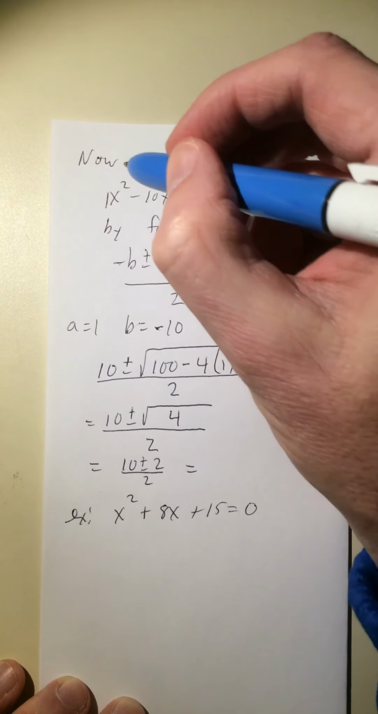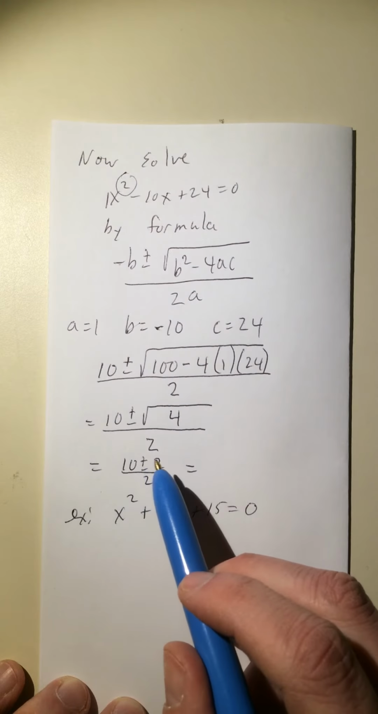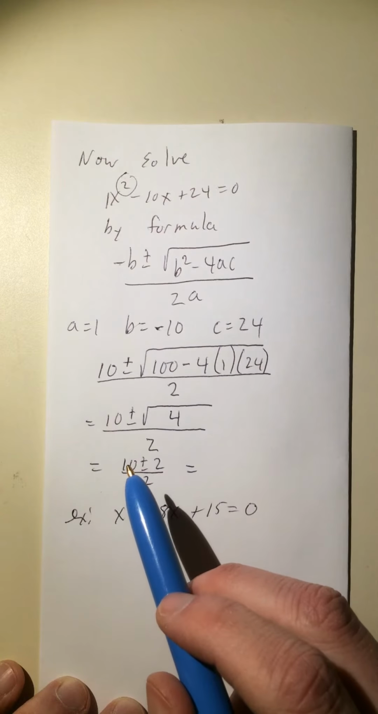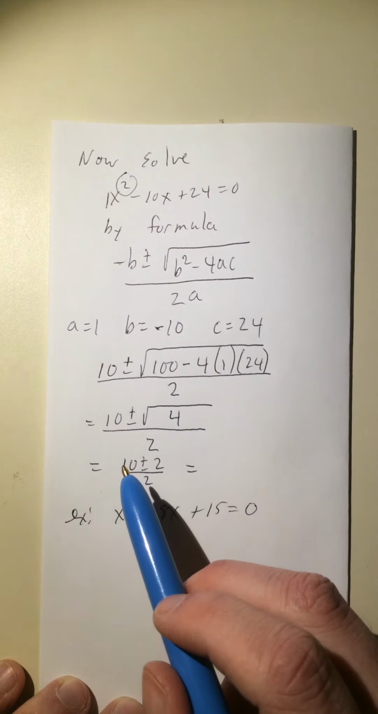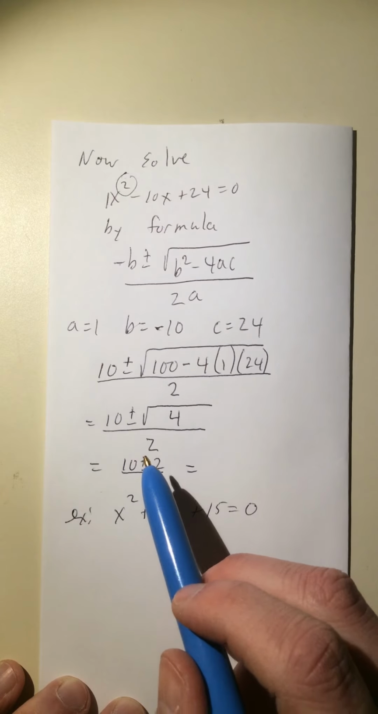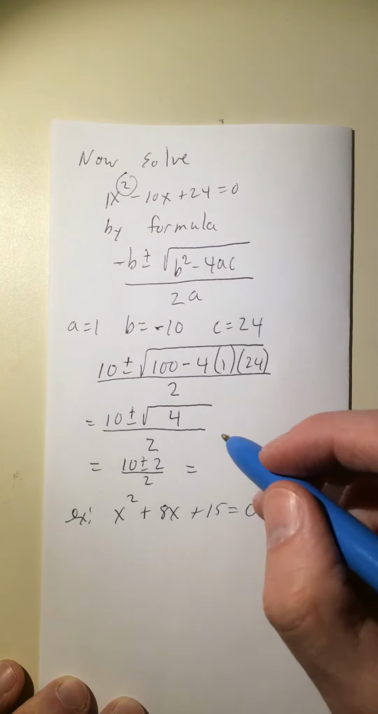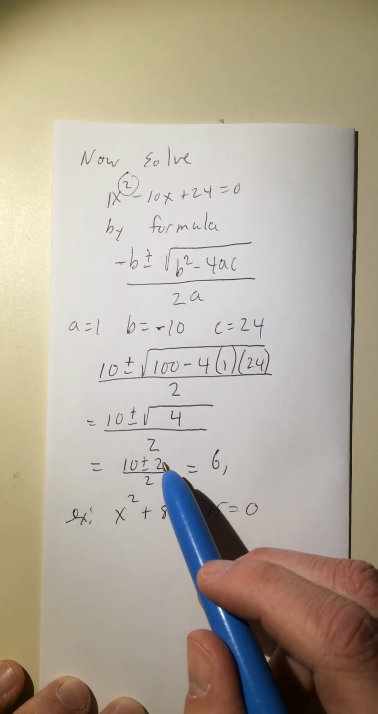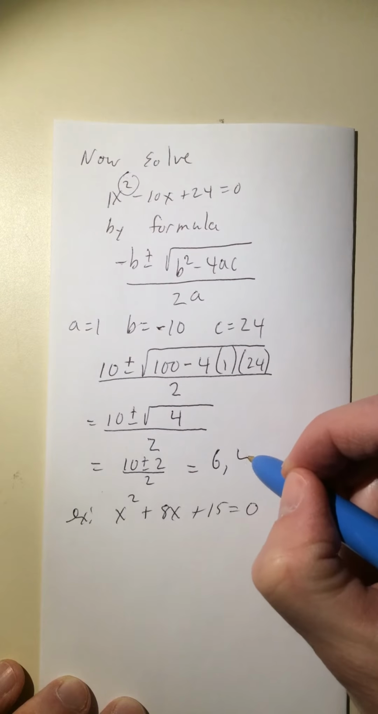And so this is a quadratic. So that means we're looking for 2 answers. So we have actually 2 answers right here. So one of them is going to be 10 plus 2 over 2. The other one's going to be 10 minus 2 over 2. So let's do the top one first. So 10 plus 2, of course, is 12. Divided by 2 is 6. And then we do 10 minus 2, which is 8. 8 divided by 2 is 4.